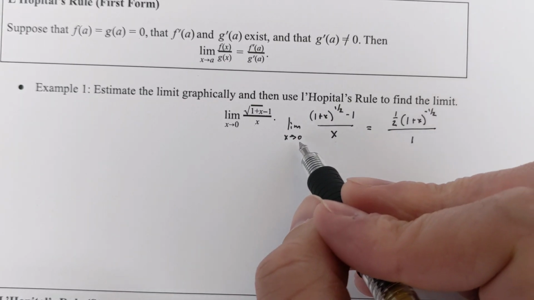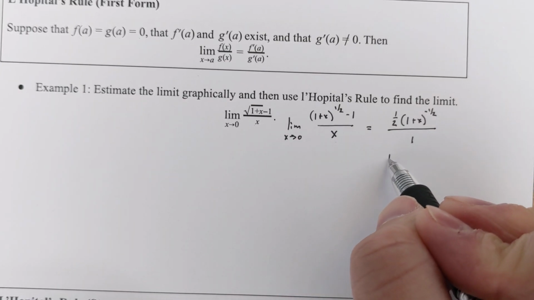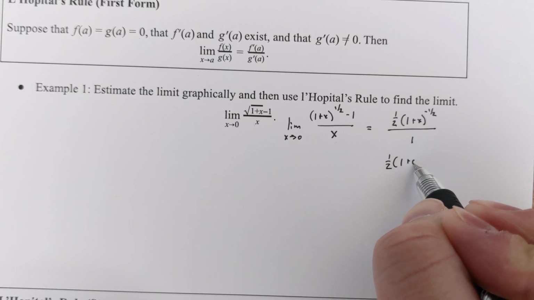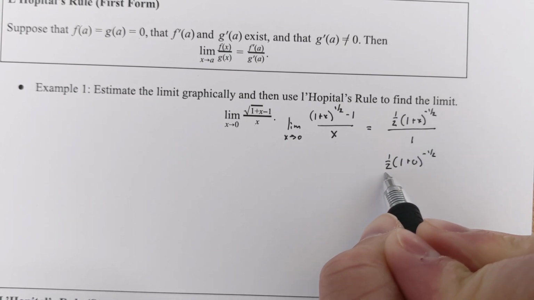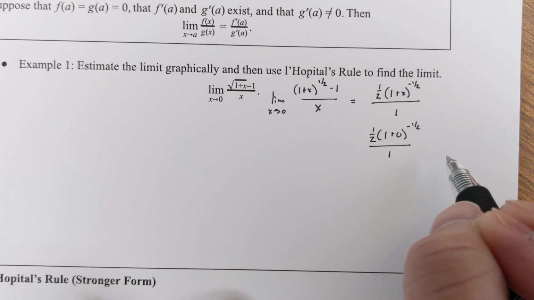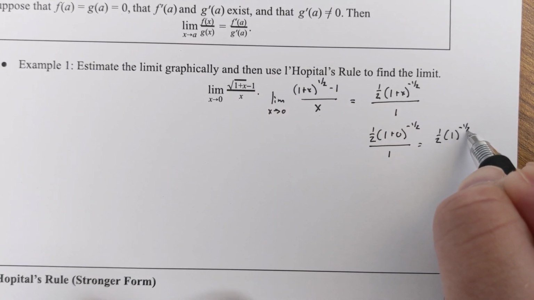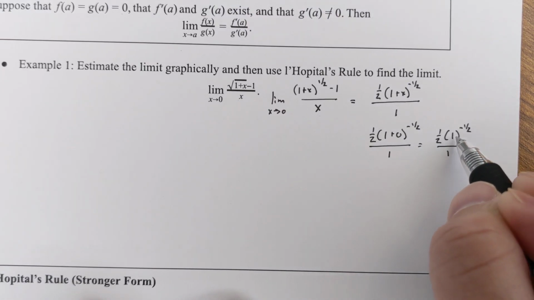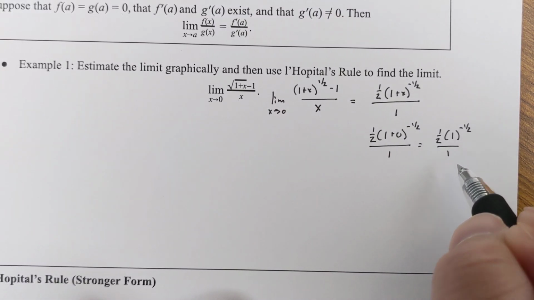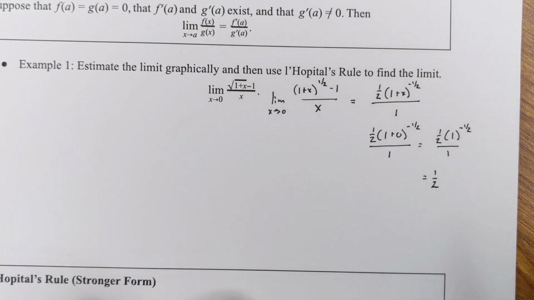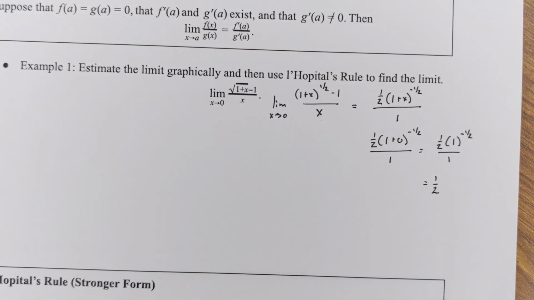Now I can try plugging my 0 in. This becomes 1/2, 1 plus 0 to the negative half, all over 1. So 1/2, 1 to the negative half over 1. Well, 1 to the negative half is 1 divided by 1. So this all just comes out to be 1/2, which is what we got from the graph anyway.